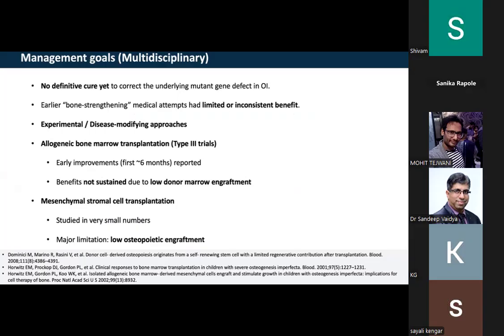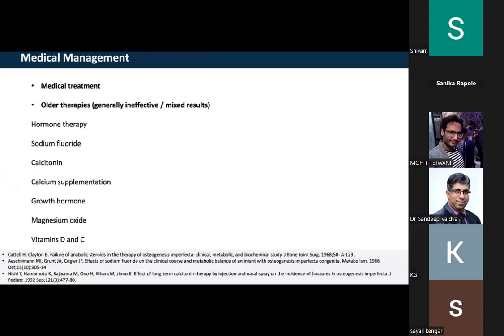They have used allogeneic bone marrow transplantation and mesenchymal stromal cells, but they had early improvements in the first 6 months, and later they had some problems with the osteogenic potential. So nothing was viable, and they have not found any cure yet. So historically, medically, this is being managed. They have tried a lot of agents.